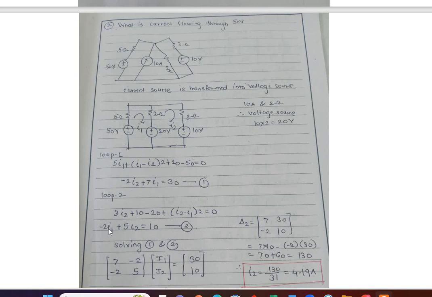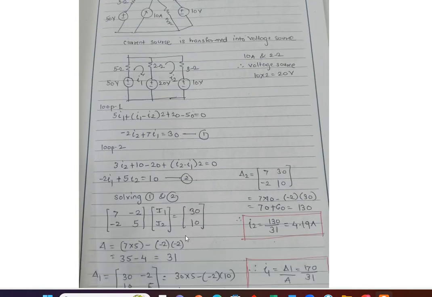So if we simplify this little bit, minus 2 I1, this 2 into I1 term, and I2 term is I2 into 2 and 3 I2. So total 5 I2 equal to 10 minus 20, that is minus 10. To the other side it will become plus 10. So these are the two equations.